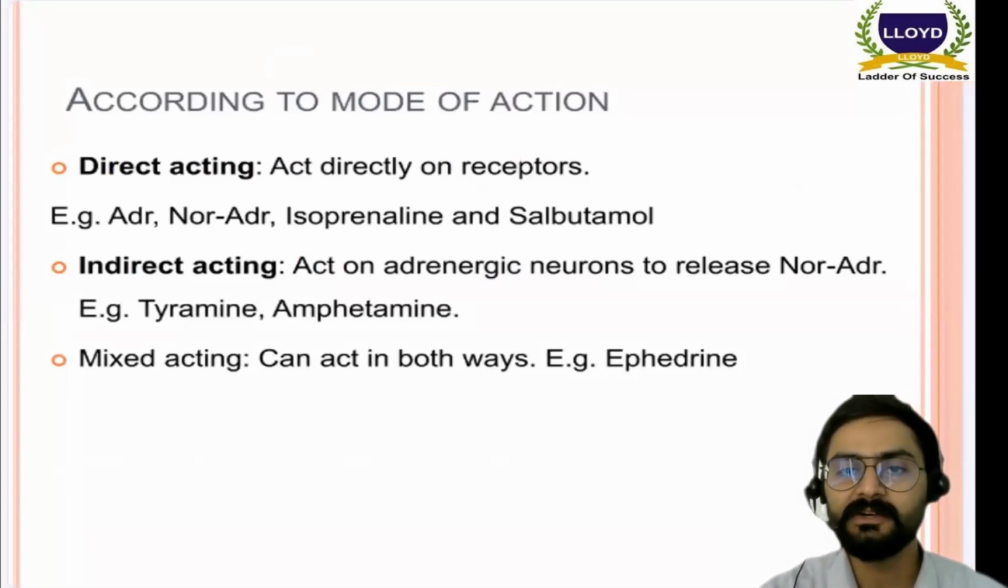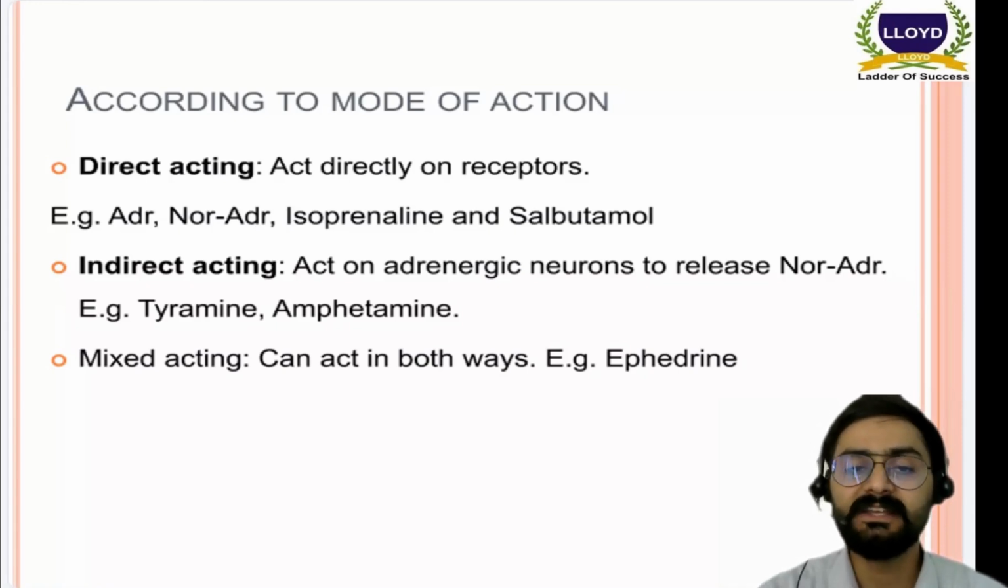The sympathetic nervous system prepares the body for fight and flight responses, increasing heart rate, dilating bronchi, raising blood pressure, etc. Sympathomimetic drugs activate this system by acting on adrenergic receptors. These receptors are mainly classified into alpha receptors, that is alpha 1 and alpha 2, and beta receptors, that is beta 1, beta 2 and beta 3. Now, based on how these drugs exert their action, we classify them as follows.